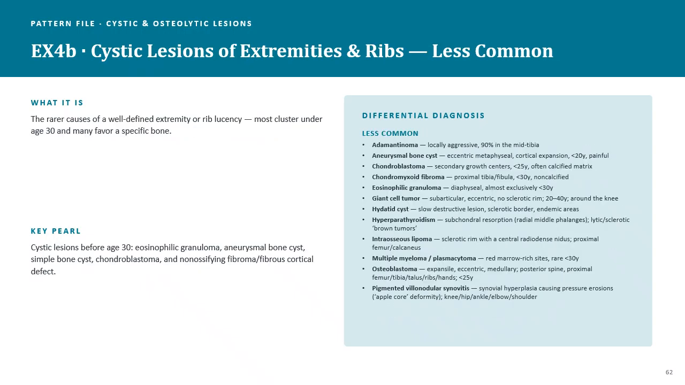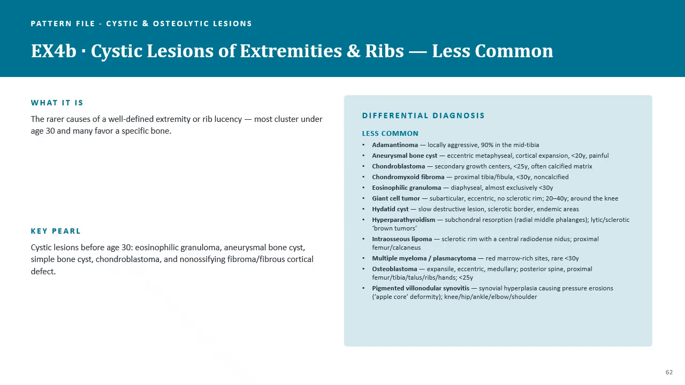All right, and this is our slide on the least common causes of cystic lesions of our extremities and ribs. So one of the ways that they approach this or look at this is when they're looking at these lesions, they also want to look at the patient's age and again, the location, where's the lesion located.